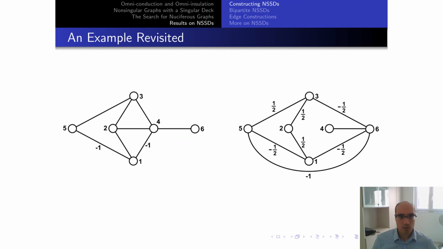Now, notice, for example, as well, that in the inverse, there is no edge from 2 to 4. This means that if I remove vertices 2 and 4 from G, then I do not end up with an NSSD. In fact, I should end up with a graph of nullity 2.